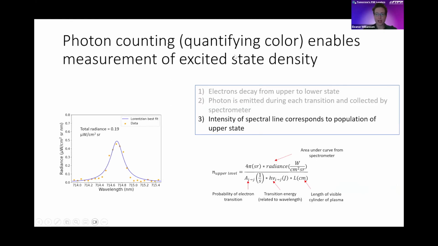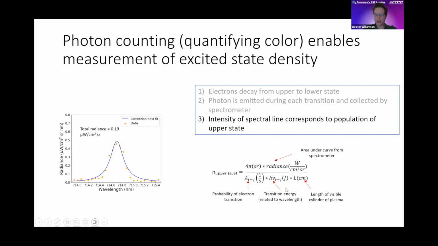So we take a photon count, and that enables us to do a measurement of the excited state density, the upper level density. So we have the transition from the upper level to the lower level, and the photon counting allows us to figure out what the population is of the upper level. Here is a particular line from that previous graph, and we fit a curve to it. This is simply a way of figuring out what the photon count is. We call it radiance. It's just photon count in a different unit.